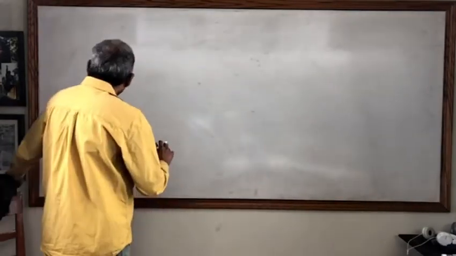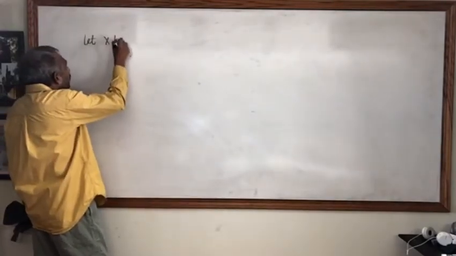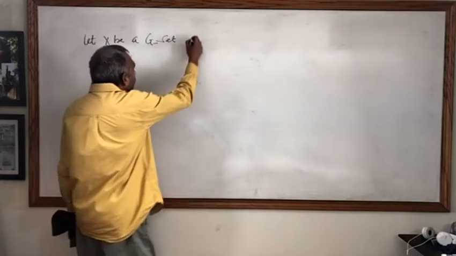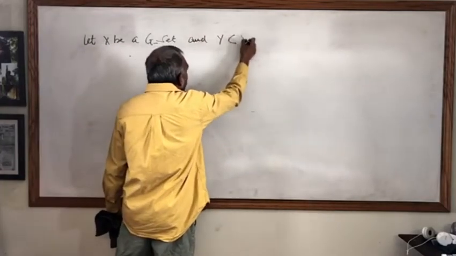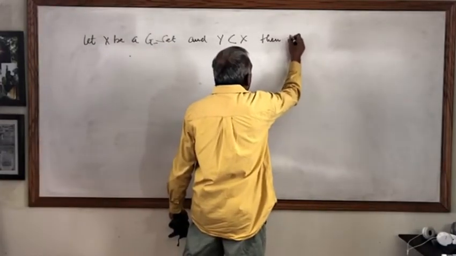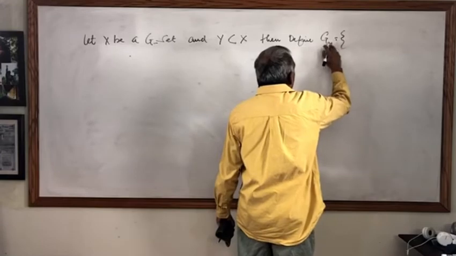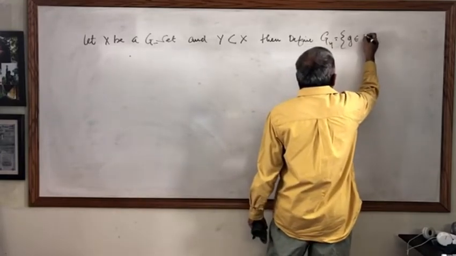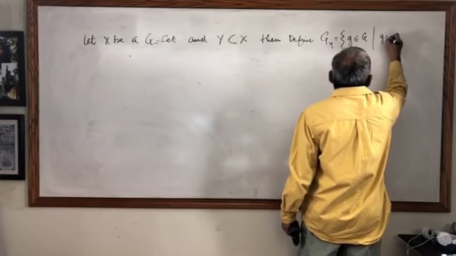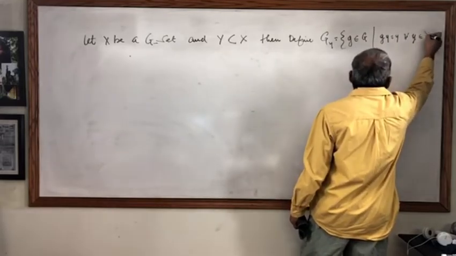Now let us do another simple result. Let X be a G set and Y is a subset of X. Then define Gy as g belongs to G such that gy is equal to y for all y in Y.